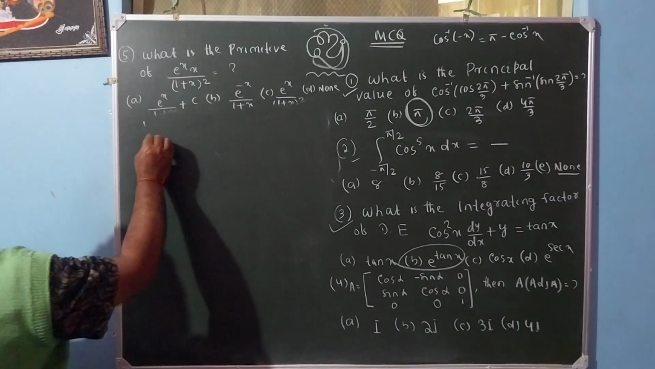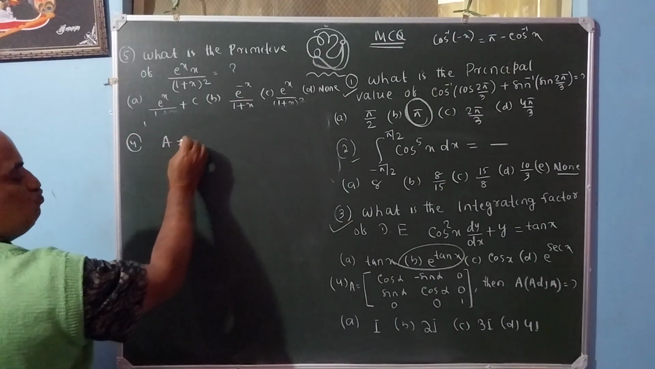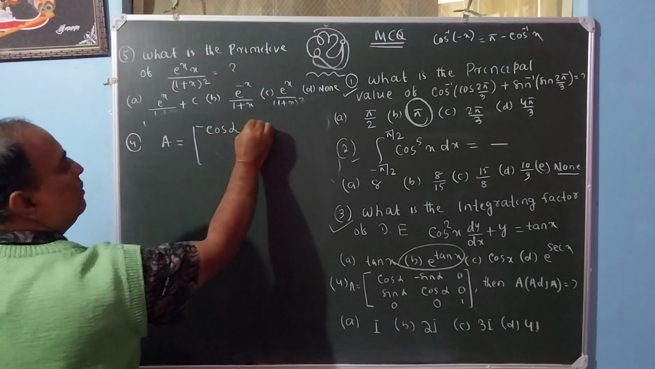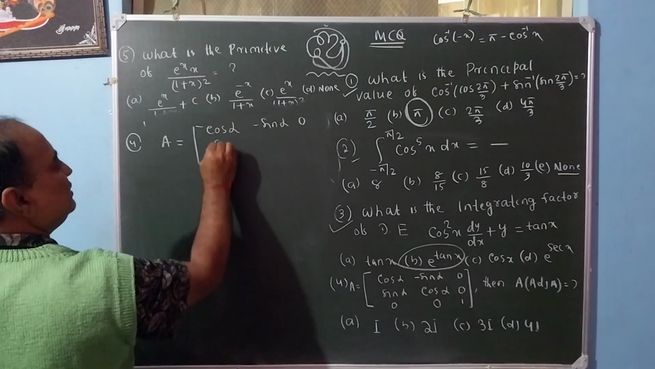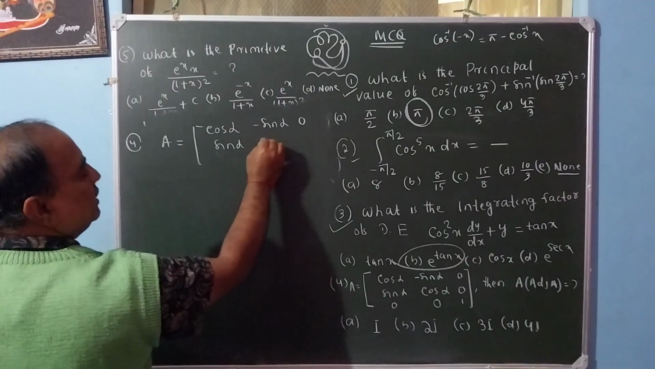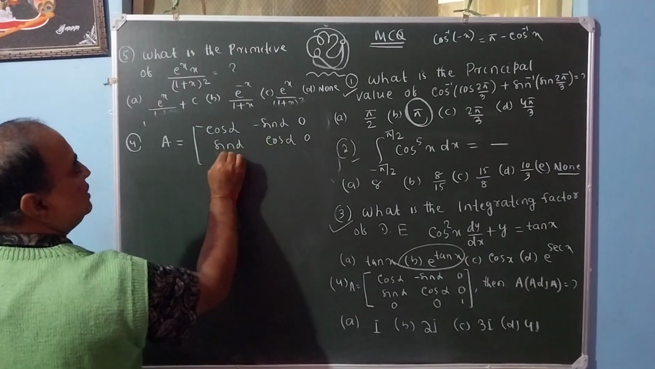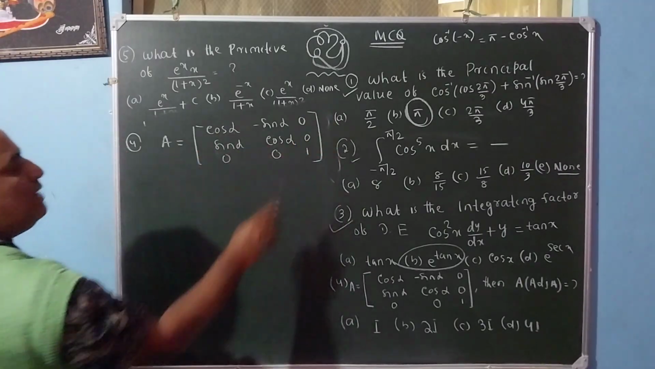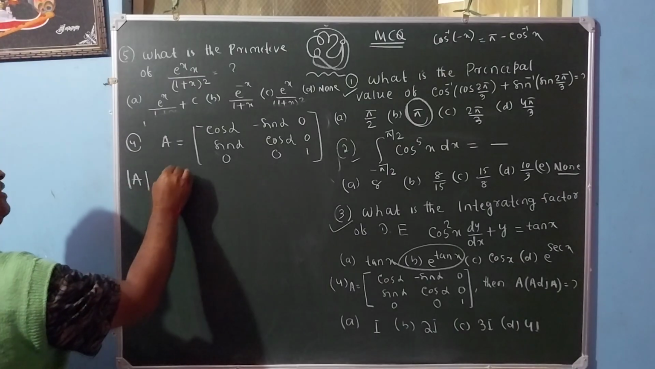First of all, write down question number 4. A is equal to the matrix with rows: cos alpha, minus sin alpha, 0; sin alpha, cos alpha, 0; 0, 0, 1. So it is a matrix. First of all, we have to find out the determinant of A.